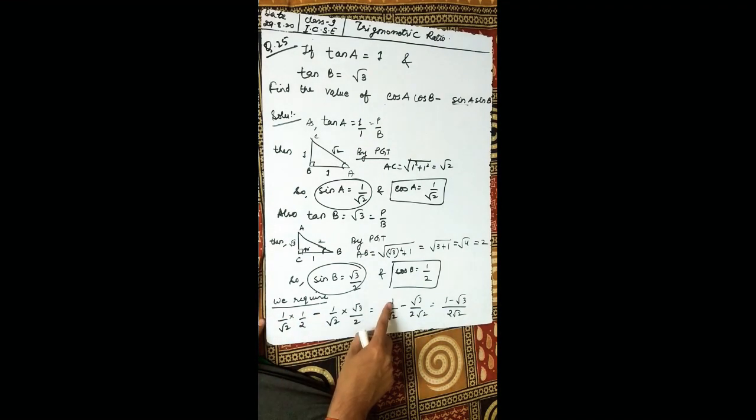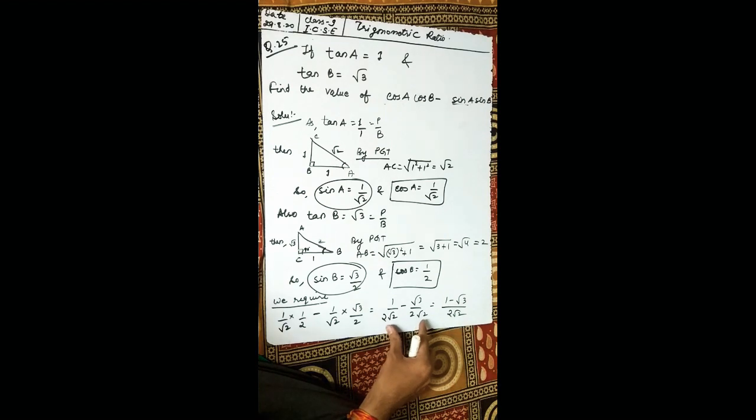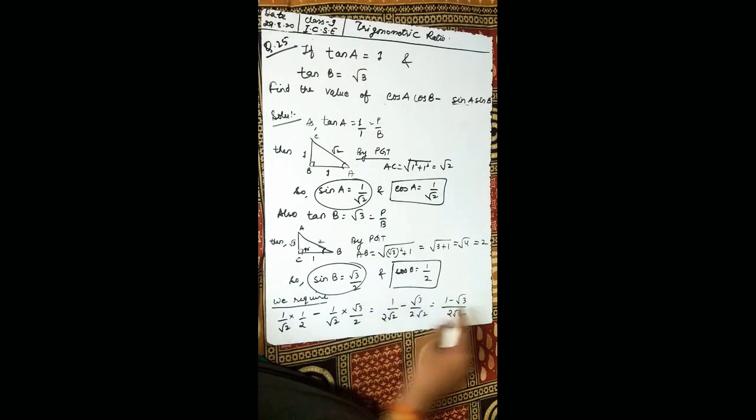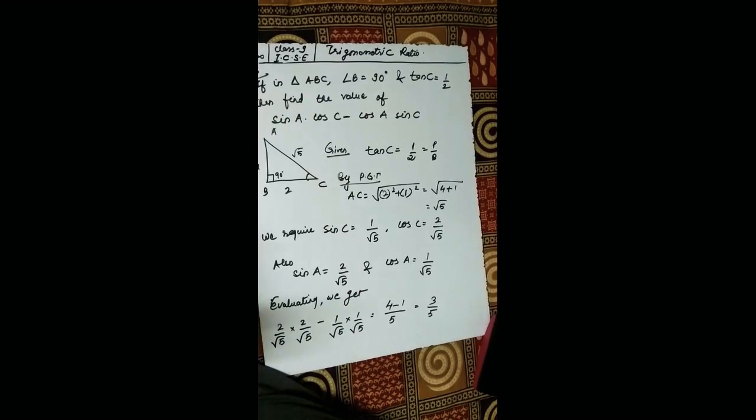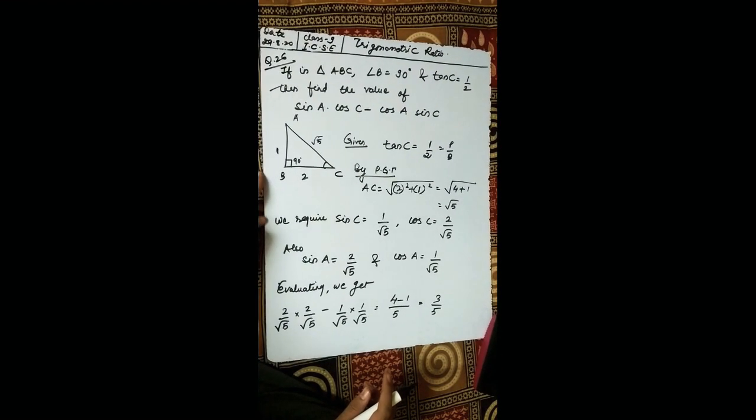1 into 1, 1. 1 into root 3 is what? Root 3. Now they are having the like fractions. So we can write 1 minus root 3 upon 2 root 2. This is how we solve it. Okay. Let us understand the 26th question.